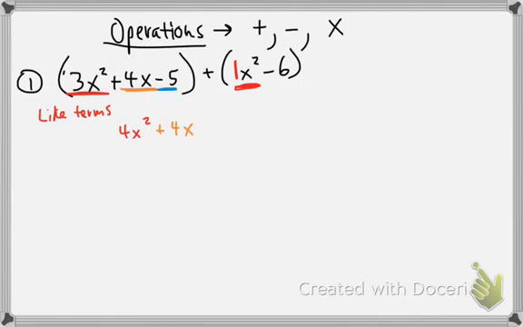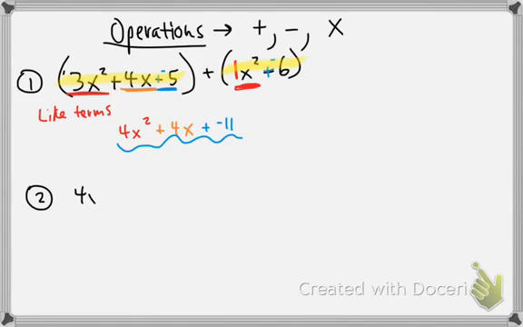Finally, let's combine the numbers with no variable, the constants. I see a minus 5 or a plus negative 5. And I see a negative 6 over here. And a negative 5 and a negative 6 is negative 11, okay? So we started off with a trinomial over here and a binomial over here, and we ended up with this trinomial right here. 4x squared plus 4x plus negative 11, okay?